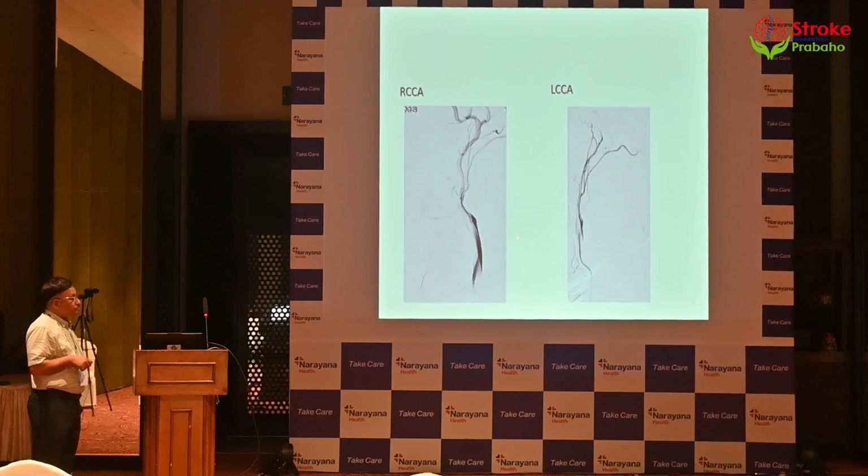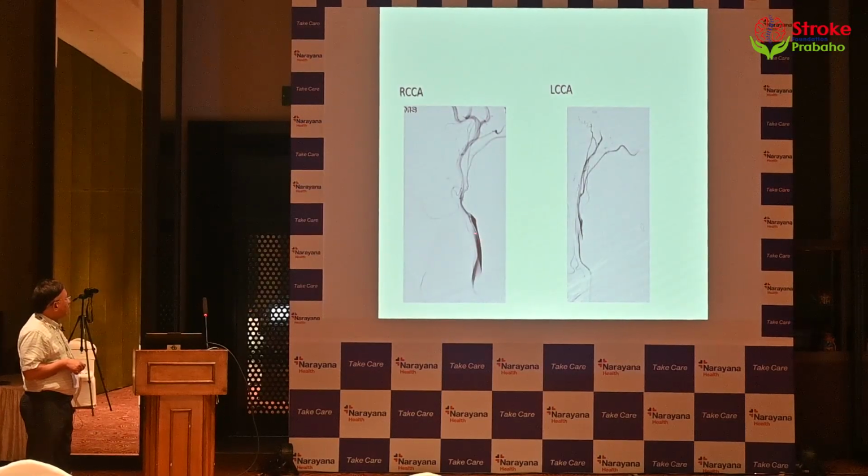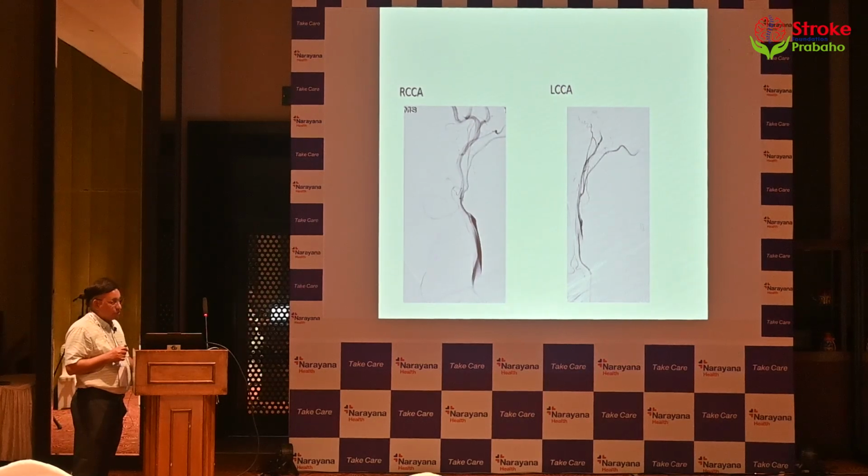So this is the angiogram, and the right common carotid artery shows occlusion of the internal carotid artery, and the left common carotid also shows occlusion. So there was a bilateral ICA occlusion in this case, and this patient had recurrent stroke.